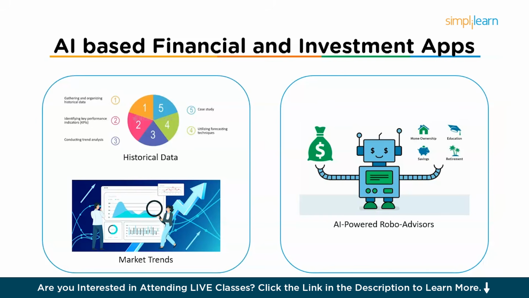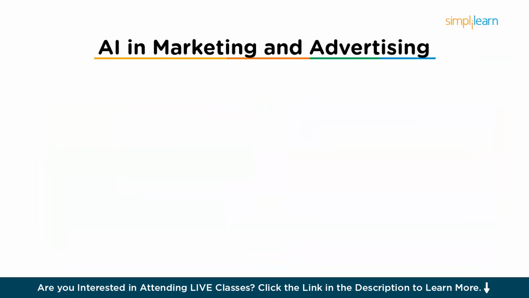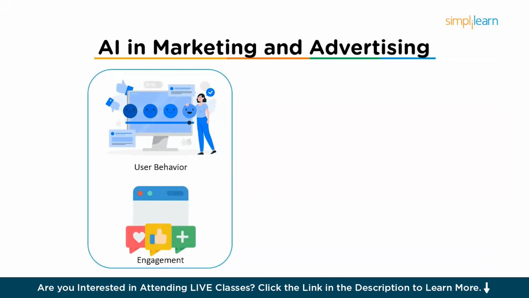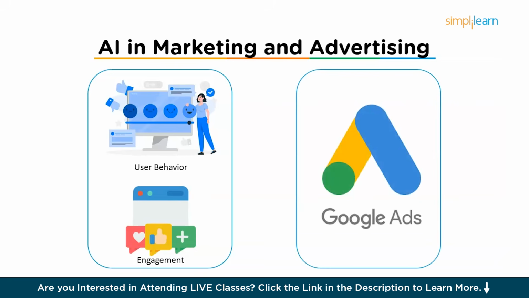Now, moving on to the next one, we have AI in marketing and advertising. For example, Meta Ads, Google Ads AI, and more. Let's understand how they work. AI automates ad targeting, optimizes campaigns, and generates creatives by analyzing user behavior and engagement patterns. For example, Google Ads AI suggests placements and budget for maximum ROI.